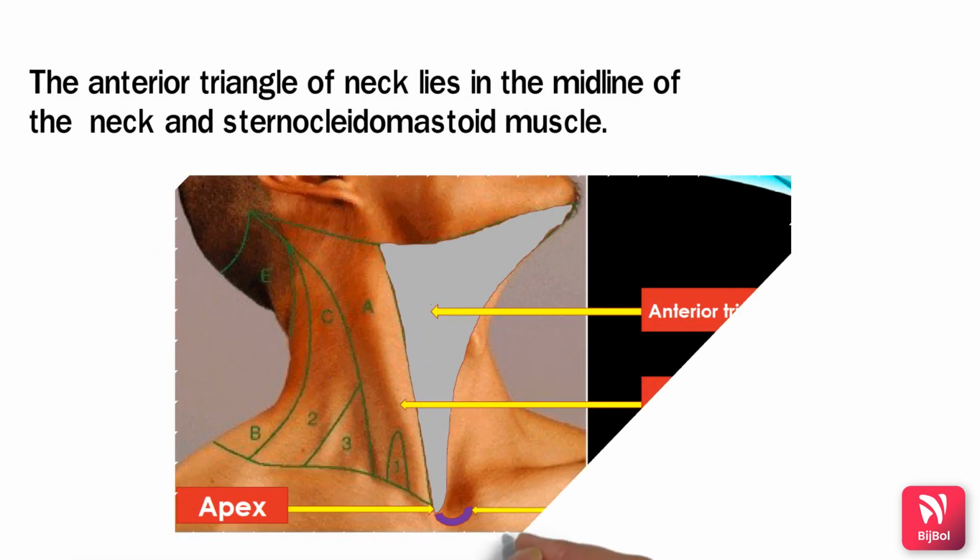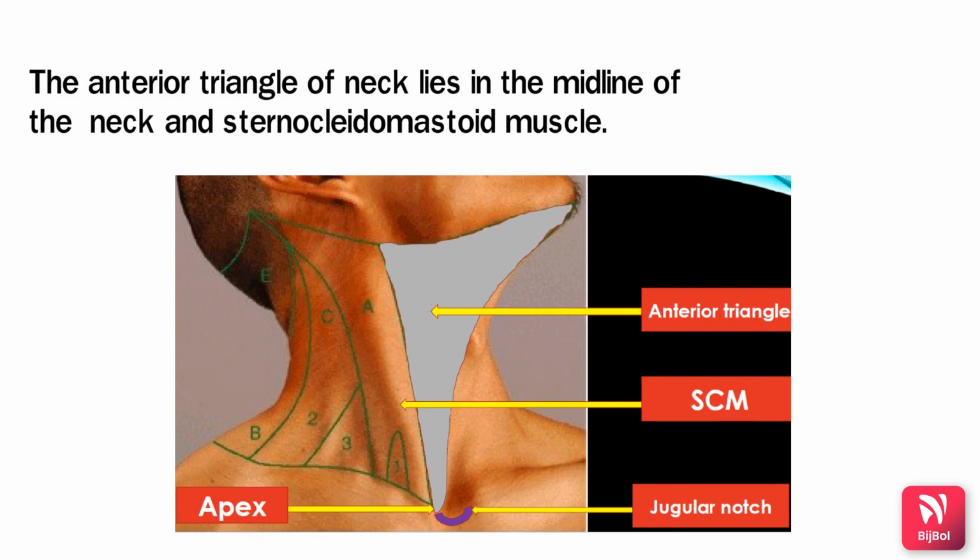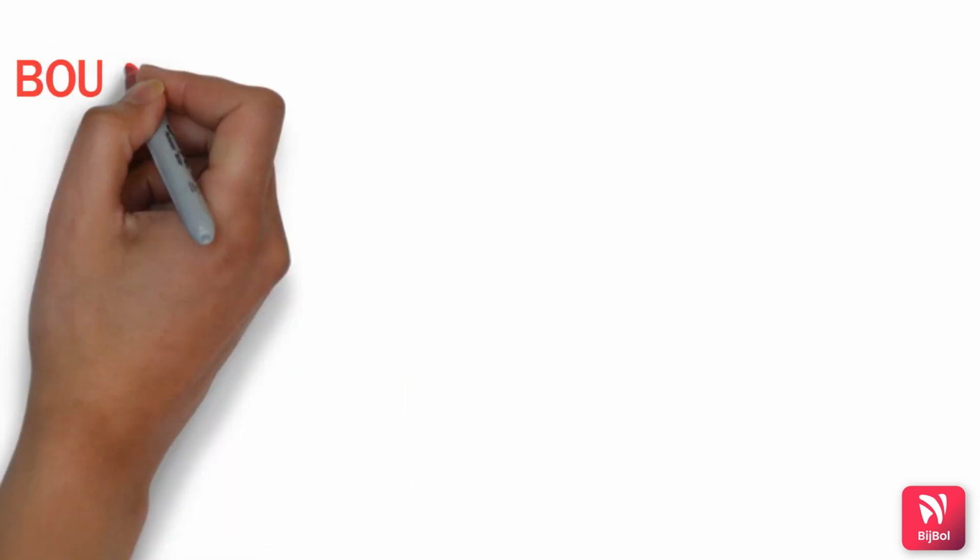In this diagram, you can see the anterior triangle, which is indicated by the gray color. Behind the anterior triangle is the sternocleidomastoid muscle and the apex lies at the jugular notch. So this is the anterior triangle of the neck. Coming to the boundaries, what are the boundaries of the anterior triangle of the neck?